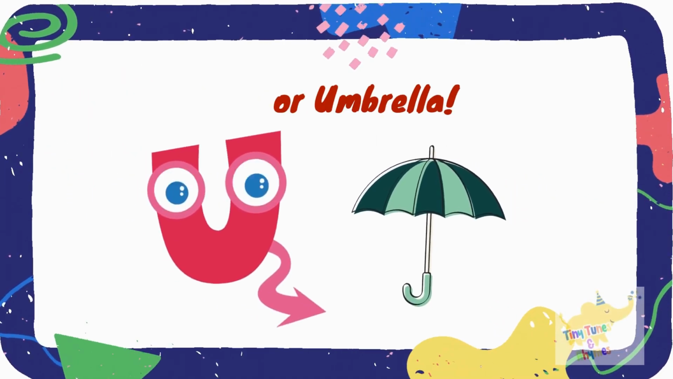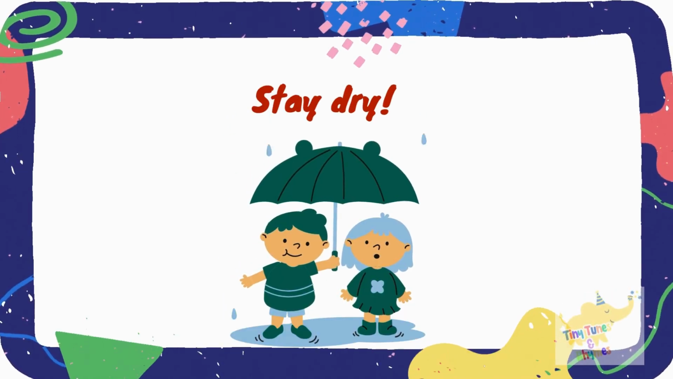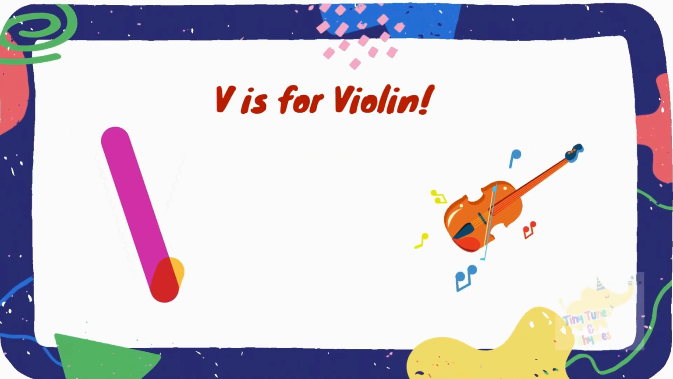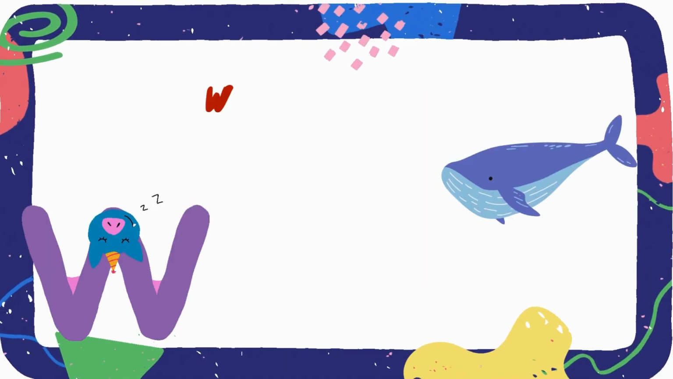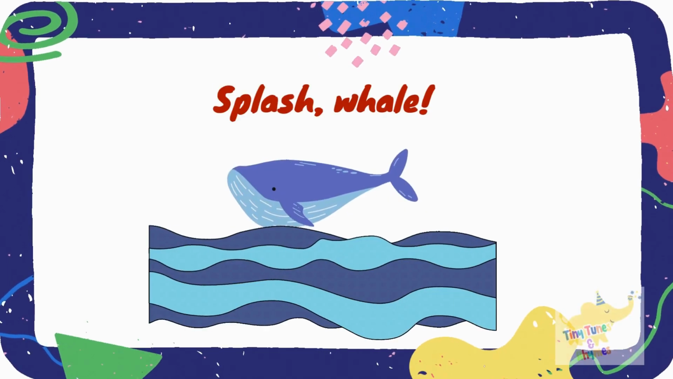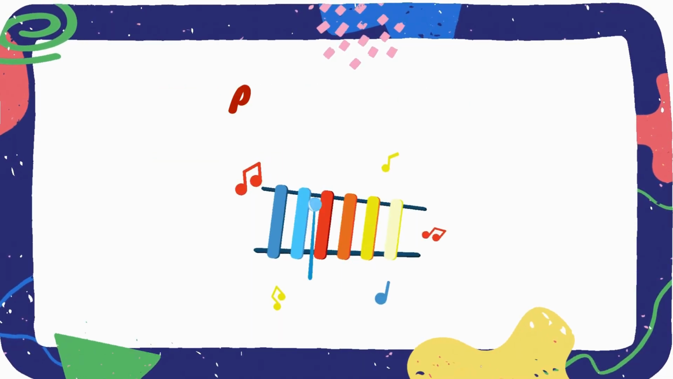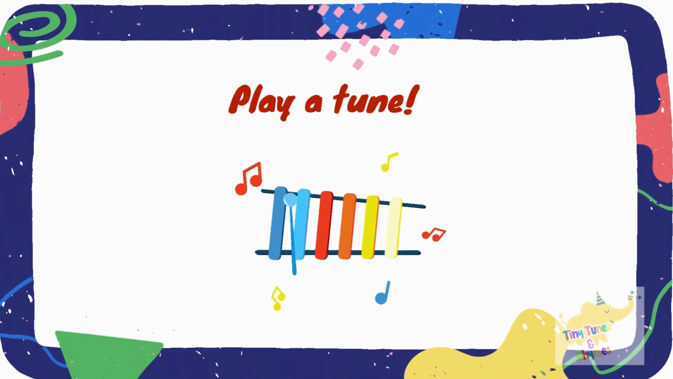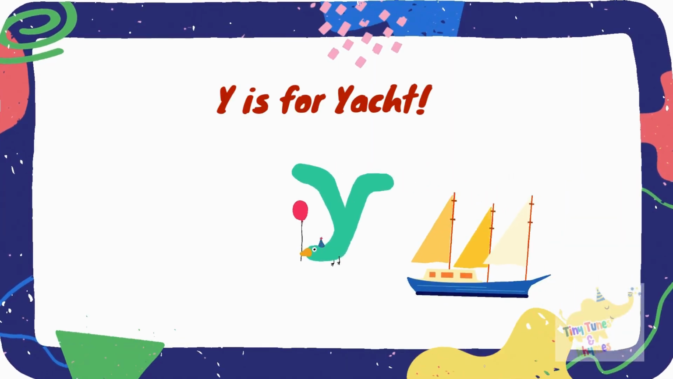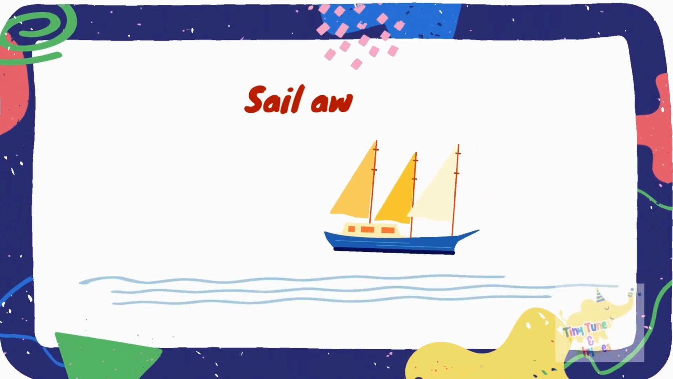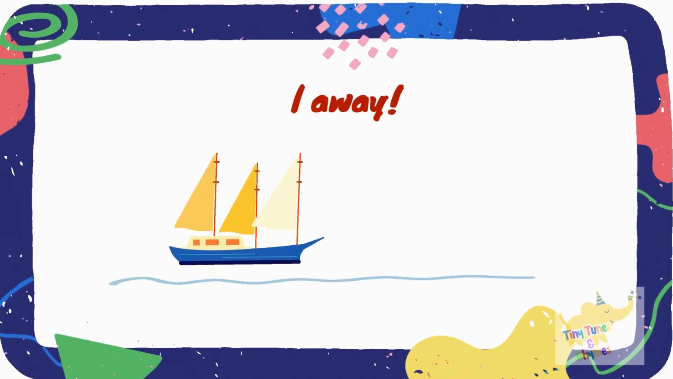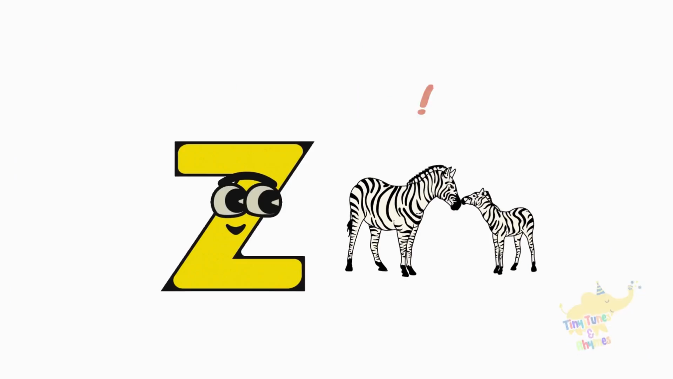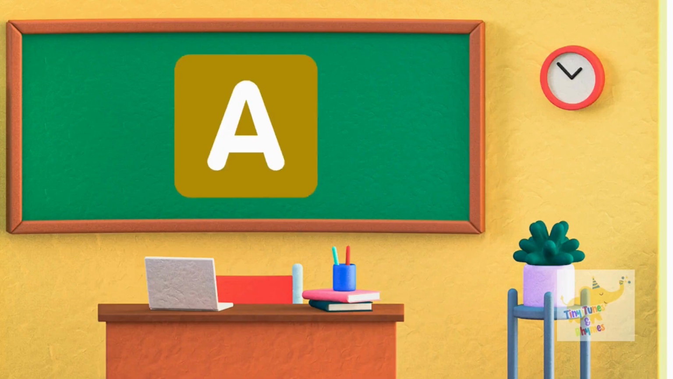U is for umbrella, stay dry. V is for violin, play the violin. W is for whale, splash whale. X is for xylophone, play a tune. Y is for yacht, sail away. Z is for zebra, stripes all over.